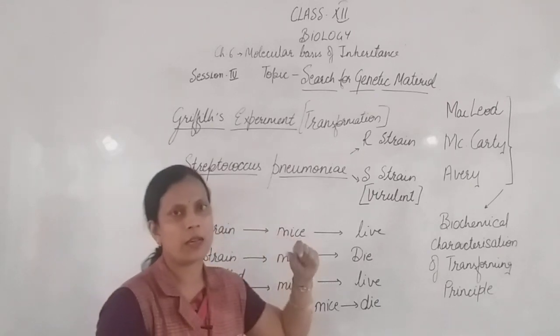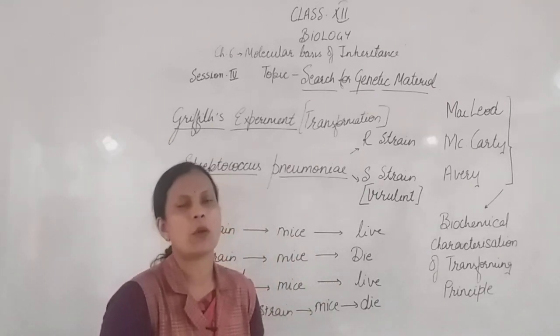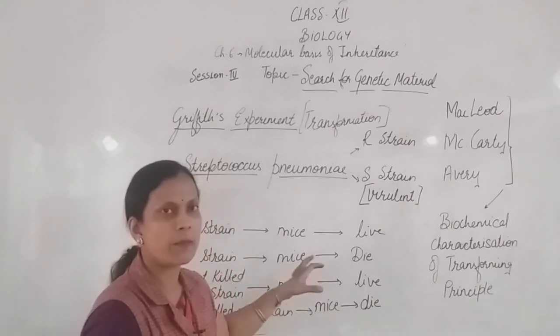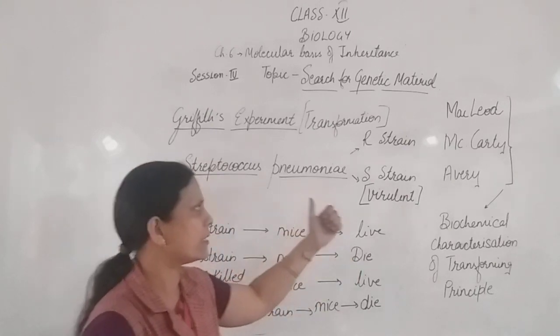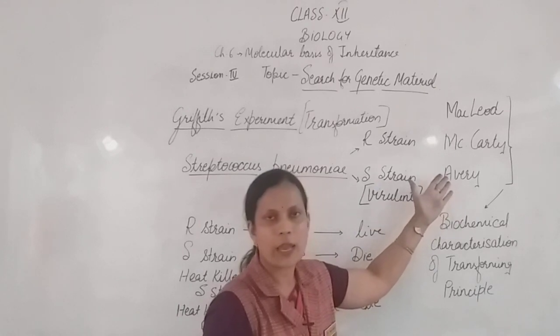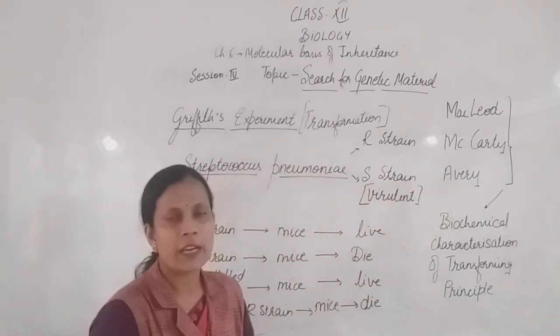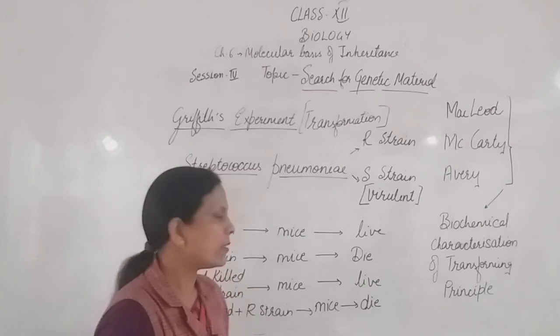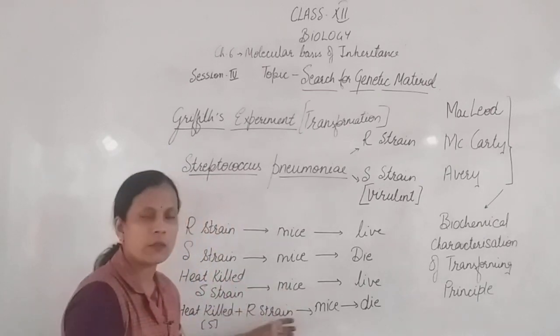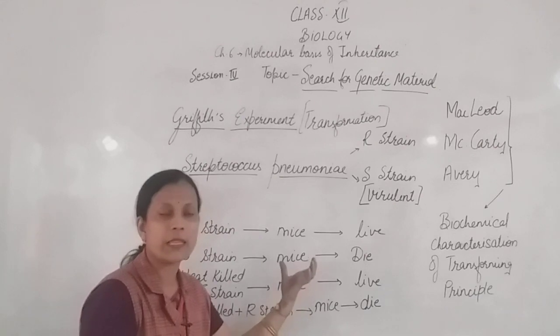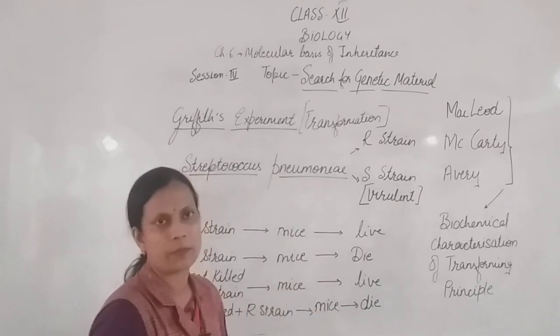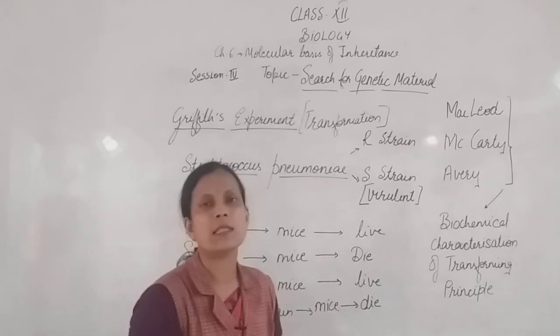But as I said, he could not find out the biochemical nature. So the experiments were further continued by other scientists, McCarty, Avery and MacLeod. Three scientists, working together on the same experiment, found that when they used different enzymes in this setup, they concluded that DNA is the genetic material.